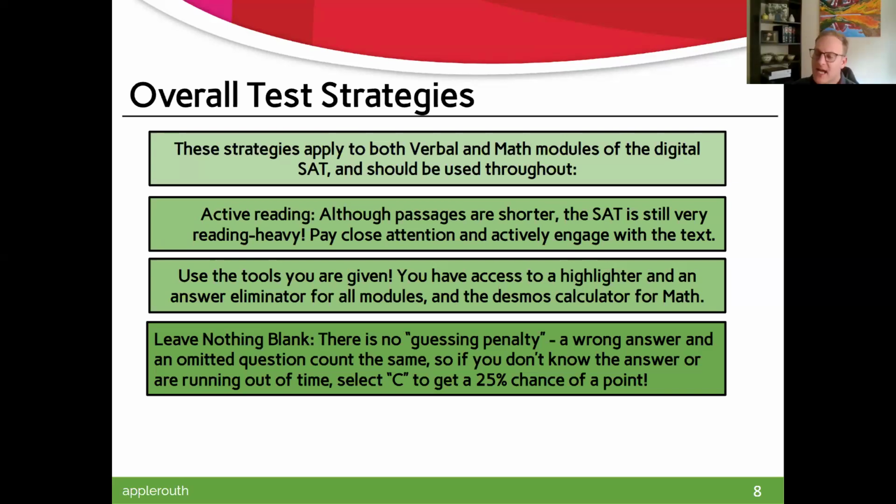And then you may run out of time. That's not the end of the world, but leave nothing blank, right? There's no points off for wrong answers. So if you're running out of time, just bubble in C or whatever your favorite choice is, but pick the same answer each time. Let's say you have 5 questions left and you just have to guess. If you go A, B, C, D, A, you will probably miss them all. But if you go B, B, B, B, B, you're probably going to get 1 or 2 of them right, just statistically. That's just good test taking strategy on either section.